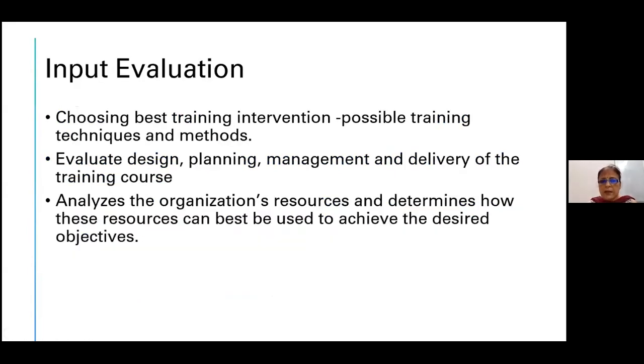Then the second level in the Kairos model is the input evaluation. Now here what we do is we try to choose which kind of training would be best suitable and which methods and techniques would be best suitable. For example, if it is a machine training, then maybe the shop floor would be the best place to train, and calling the experts and doing it there.